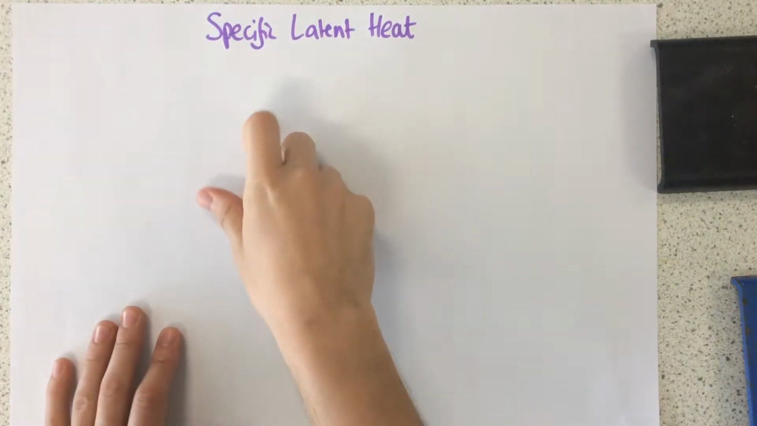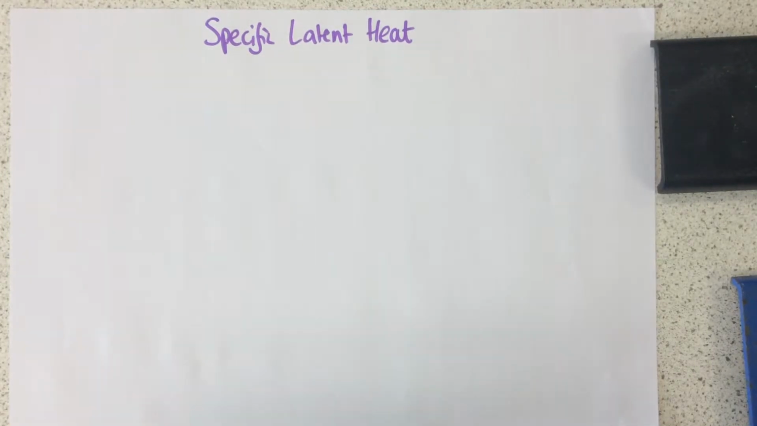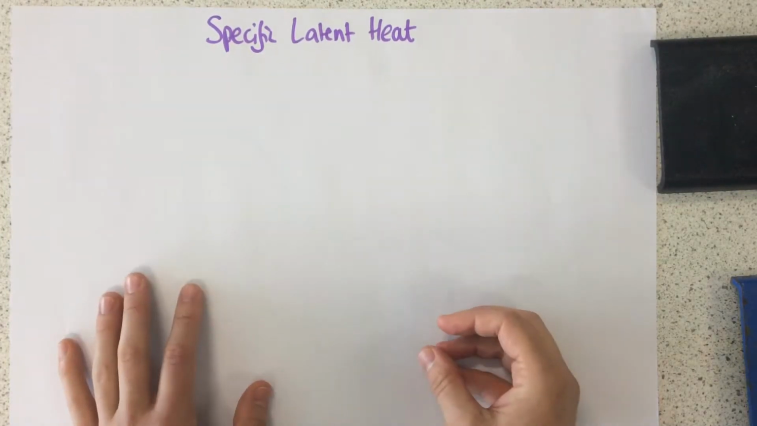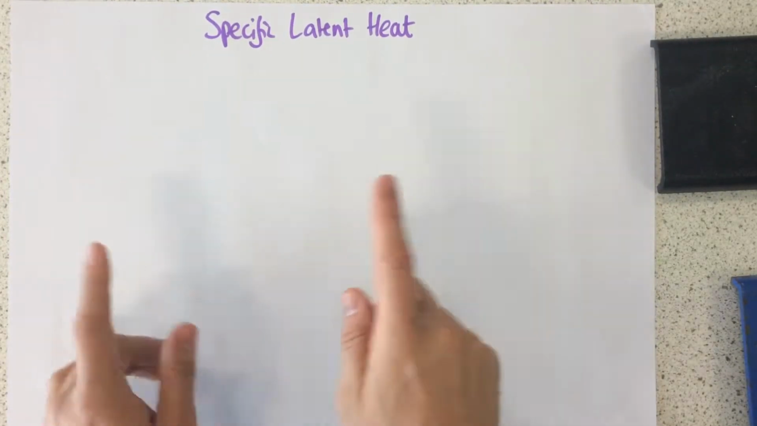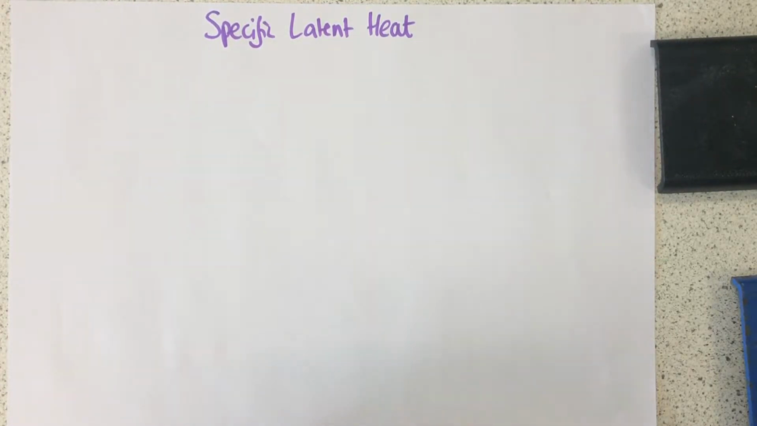Okay, today I'm going to talk to you about specific latent heat. So specific latent heat is basically all about the amount of thermal energy required in order to change state. So remember, changing state means either melting, boiling, condensing, or freezing.